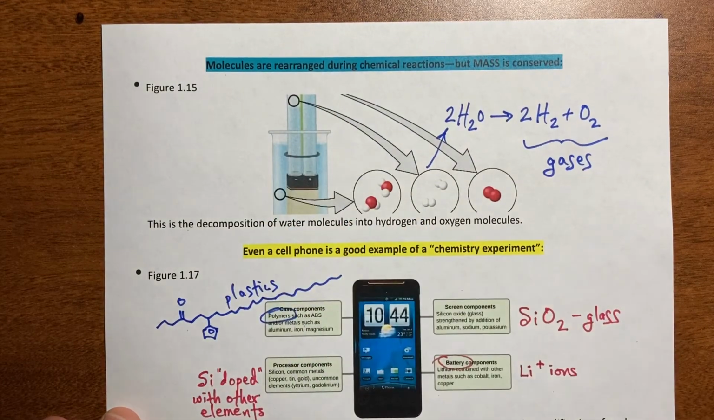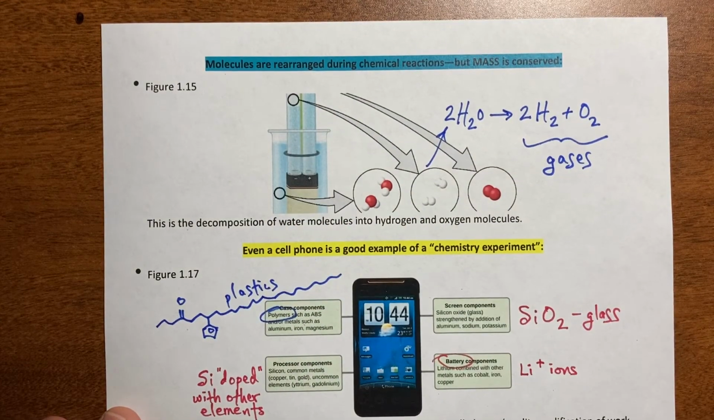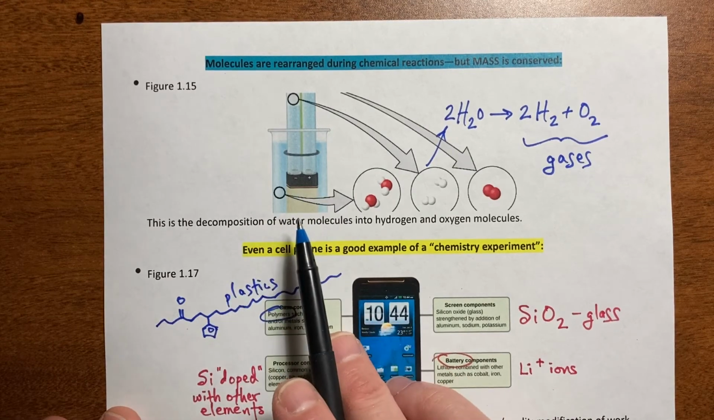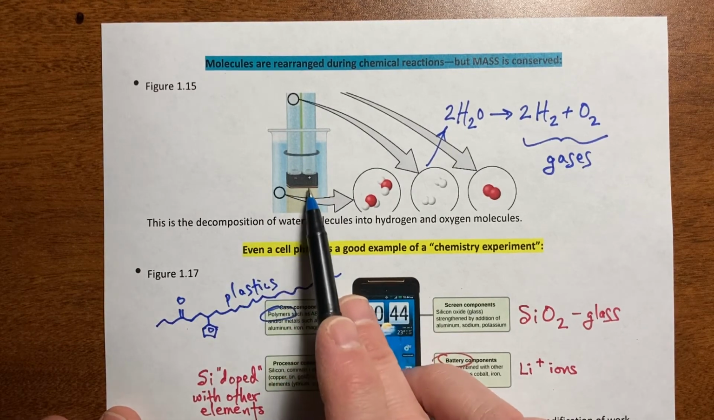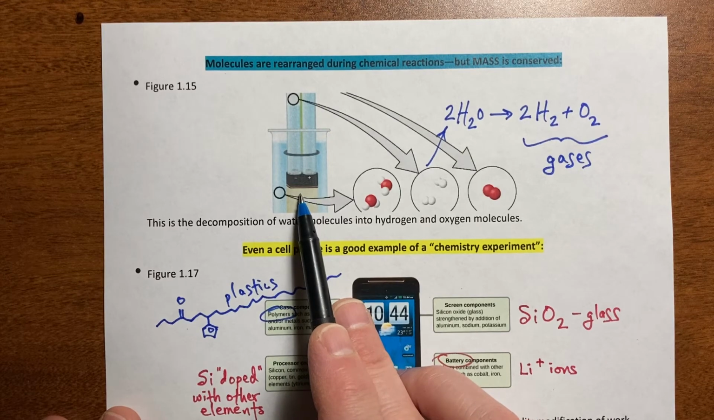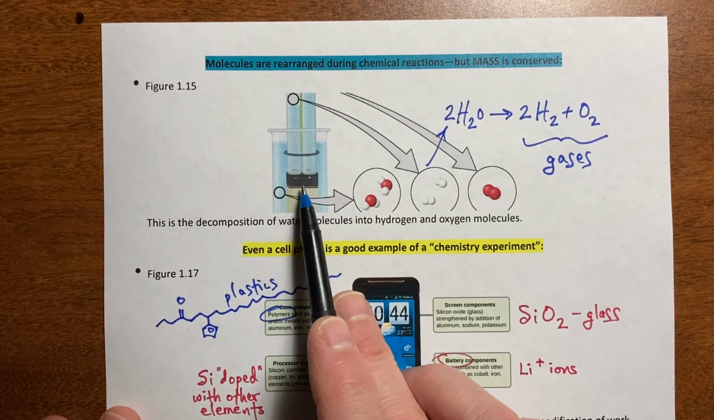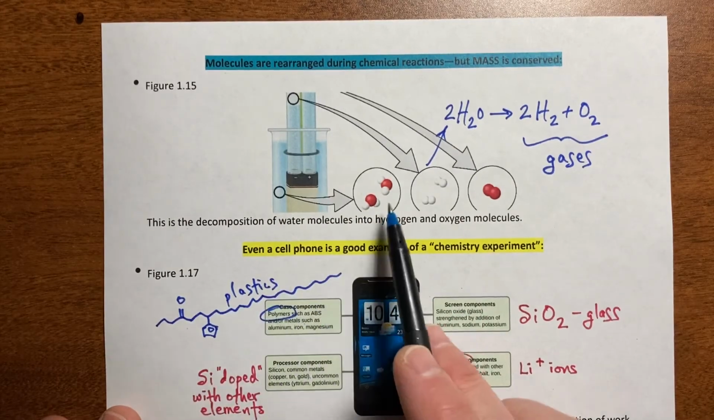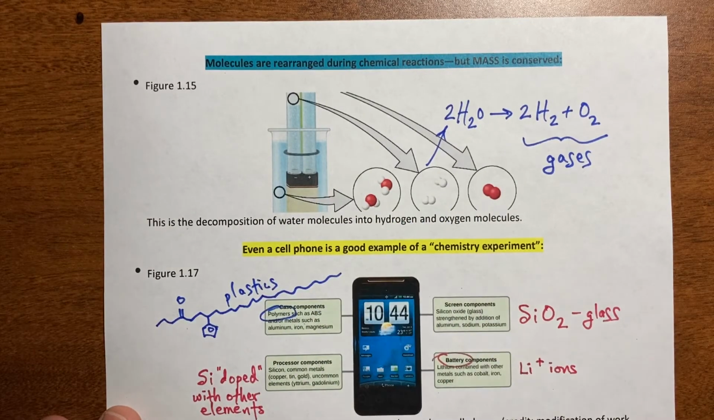Molecules are rearranged during chemical reactions, but the mass is conserved. So if you look, we can decompose water. This is figure 1.15 from your book. That's a 9-volt battery that you can actually use; if you put it in water, you can break down the water with the voltage from the battery, and you'll see bubbles coming off. The bubbles are hydrogen and oxygen gas.